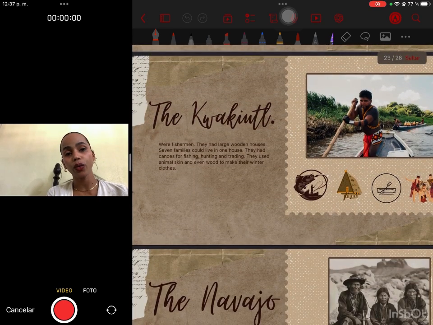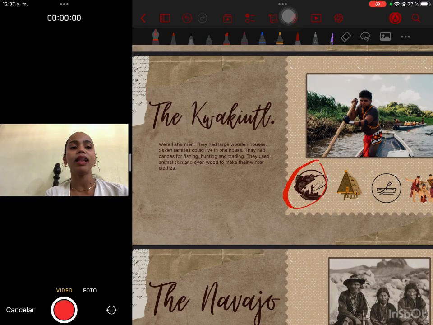The Kwakiutl were fishermen. They had large wooden houses. Seven families lived together in one house. They had canoes for fishing, hunting, and trading. They used animal skins and even wood to make their winter clothes.